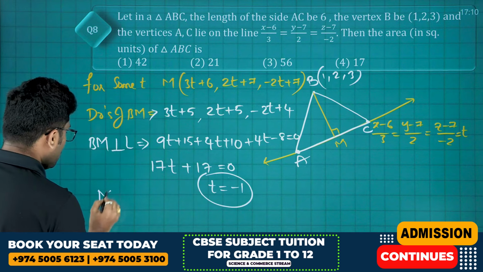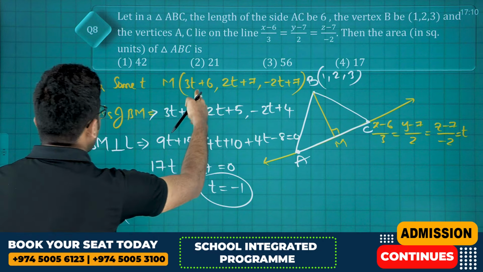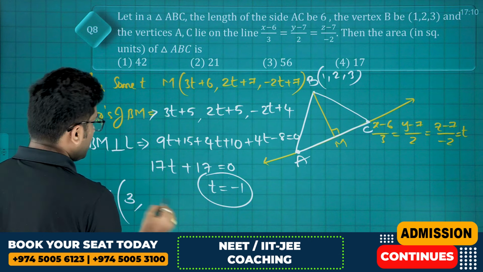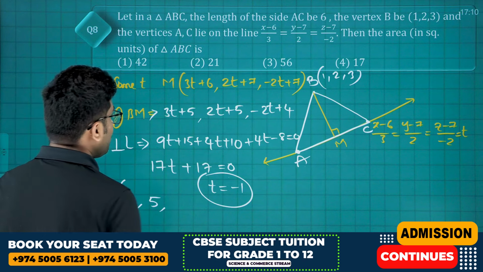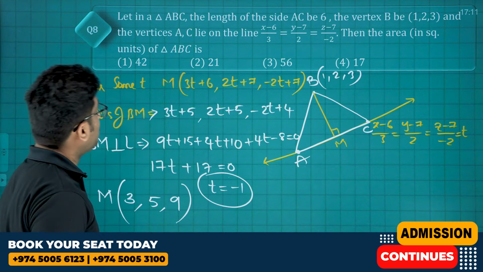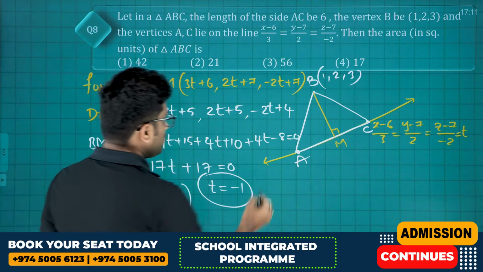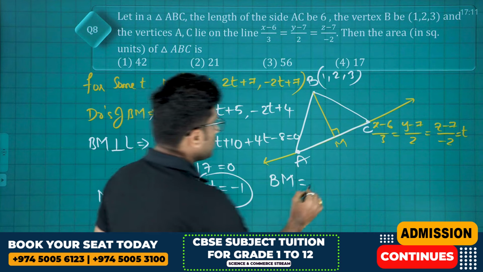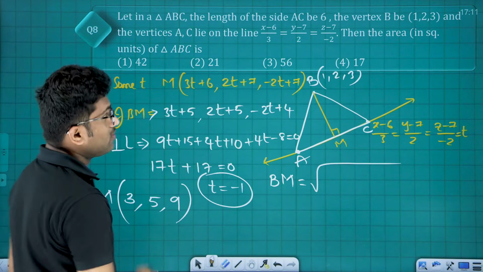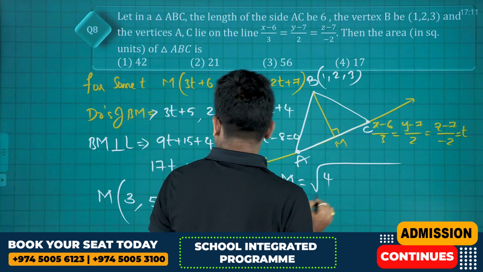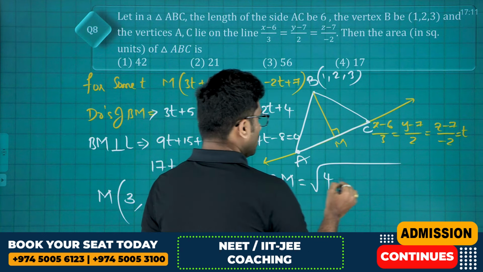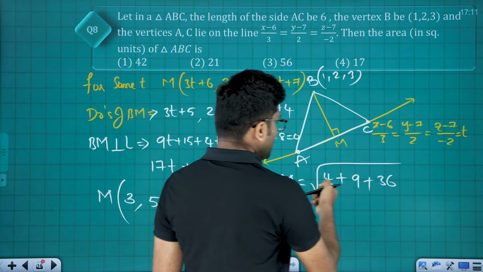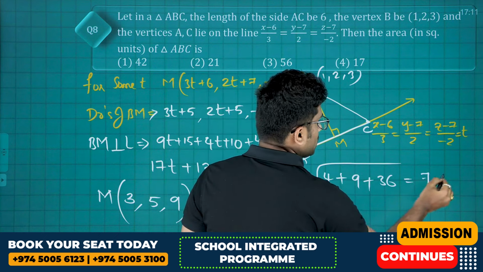Therefore you get M now. What will be M? Put T equal to minus 1. 3T plus 6 is 3, 2T plus 7 is 5, minus 2T plus 7 is 9. So M is (3, 5, 9). Now find the length of BM. If you know 2 points, you can get BM. BM is equal to the square root of (x2 minus x1) whole square: 3 minus 1 whole square is 4, 5 minus 2 whole square is 9, 9 minus 3 is 6, square 36. 36 plus 4 plus 9 is 49, which is equal to 7 units.